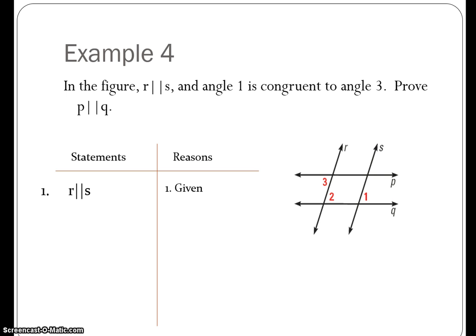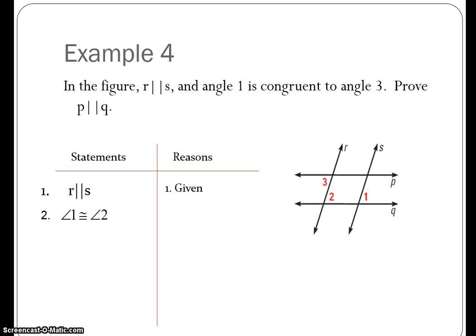Our given here says that R is parallel to S, and from there we can say, I pointed out the wrong one. Angles 1 and 2 go with R and S. We're trying to show a relationship between angles 2 and 3. My bad, sorry about that. Okay, moving on. Since R and S are parallel, this Q is a transversal.